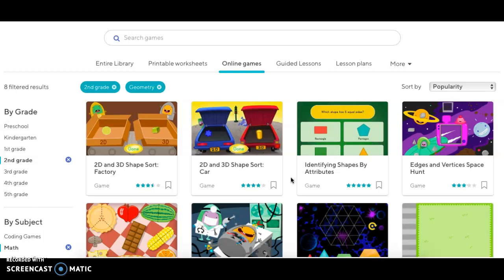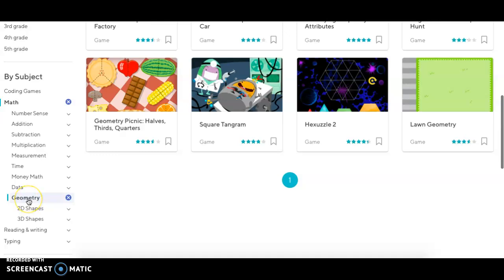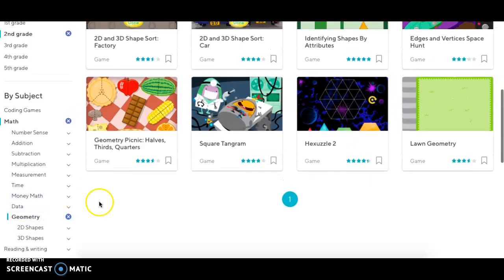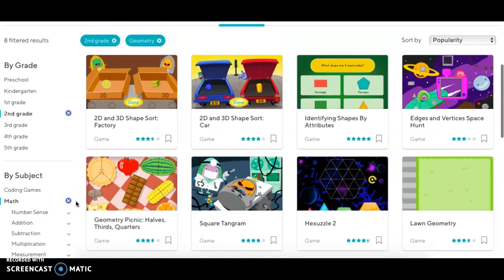And it really helps them read online technology, because they're going to have to pull important information from this website to get to the games they want to get to. So they're going to have to click on online games, they're going to have to click on their grade, and they're also going to have to click on math and then geometry. So there is more reading on here, but it's important for them to really read and know what to look for when looking at these websites.